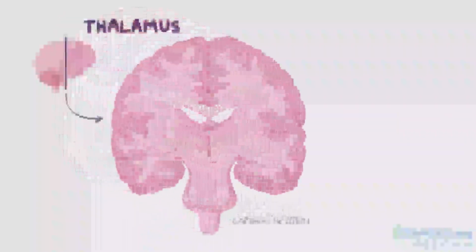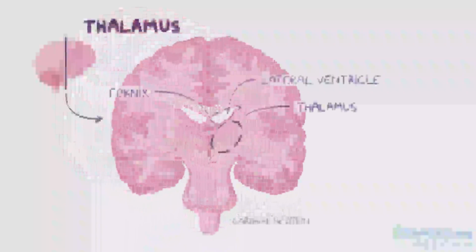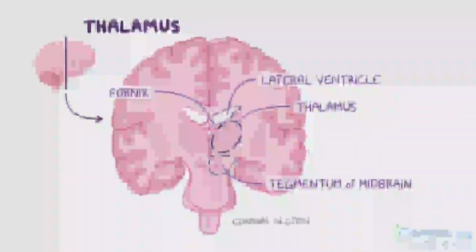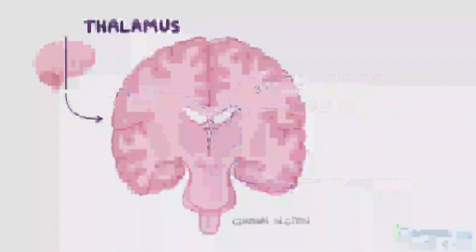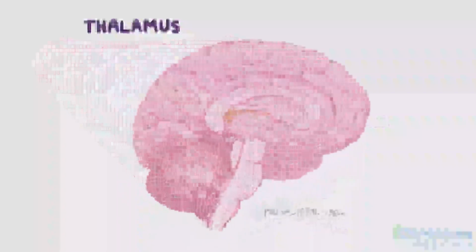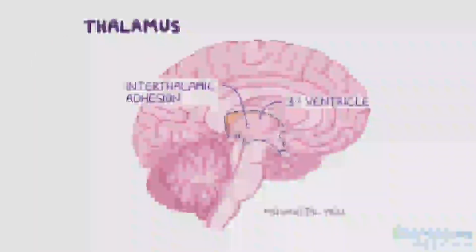Now let's switch to a coronal section of the brain. Here we can see that the dorsal surface of the thalamus is free, sitting under the lateral ventricle and the fornix, while ventrally there's the tegmentum of the midbrain. Like on the transverse plane, the third ventricle lies medially and the internal capsule lies laterally. Switching to the sagittal plane, once again inside the third ventricle, we can see the medial surface of the thalamus and the interthalamic adhesion arising from it.